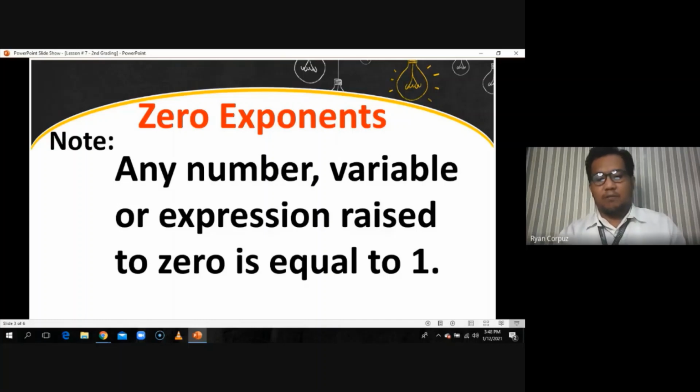So that is equal to 1. So ganun natin sinisimplify yung zero exponents. So paano nga ba natin gagawin yon? So of course, much better.